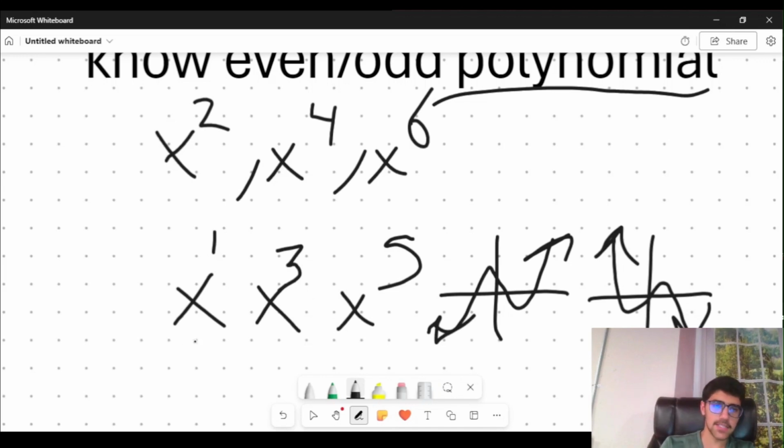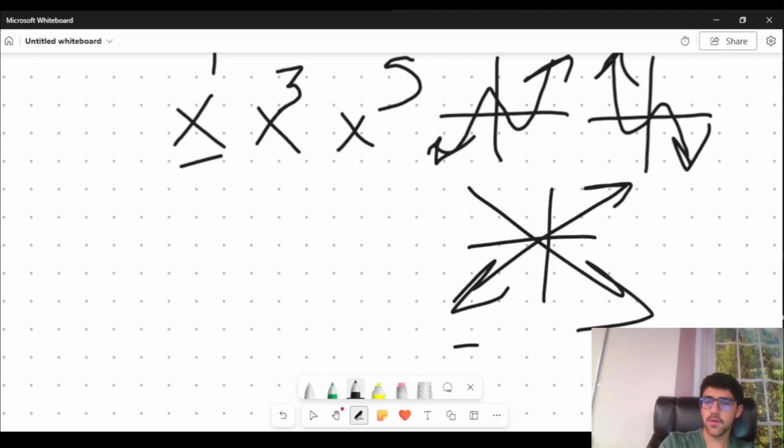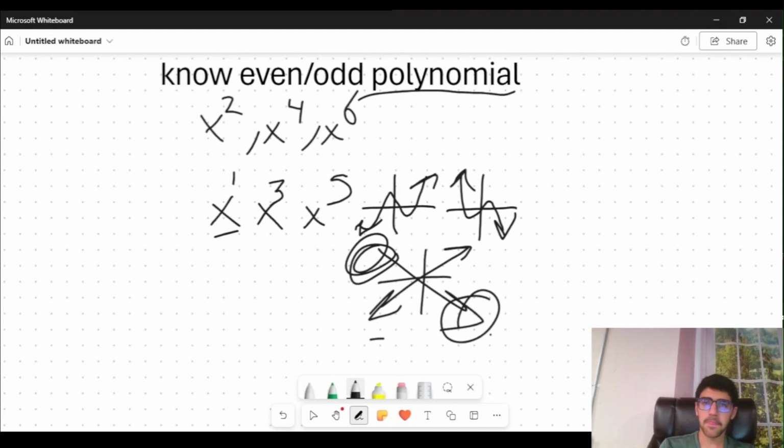And even if you have x to the power of 1, like imagine a linear line, this side is going to positive infinity and this side is going to negative infinity, or the other way around. This side's going to negative, this side's going to positive.